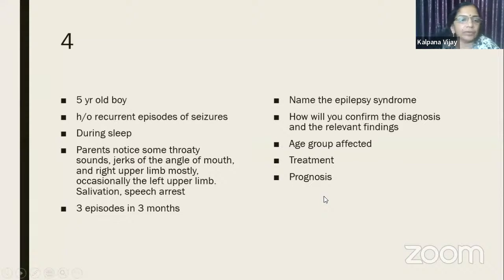Then a 5-year-old boy with recurrent episodes of seizures during sleep, and the parents notice some throaty sounds, jerks of the angle of mouth and the right upper limb, occasionally the left upper limb. There is salivation, speech errors, and there are 3 episodes in 3 months, often during sleep only. So name the epilepsy syndrome. How will you confirm the diagnosis and the relevant findings? So what is the epilepsy syndrome that is mentioned?